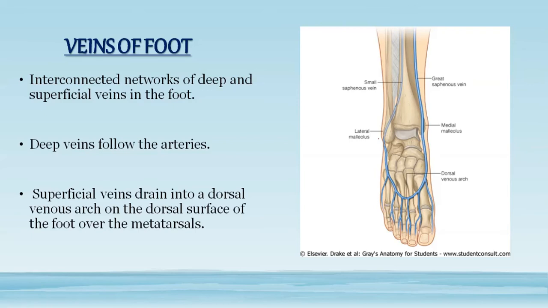The second group of veins are the superficial veins. Now, unlike the leg and the thigh, the venous blood of the foot mostly drains into the superficial veins. Usually there are two groups of veins, the deep and the superficial, but in the case of the foot, mostly the venous blood passes into the superficial veins.